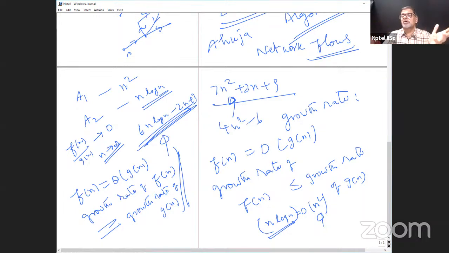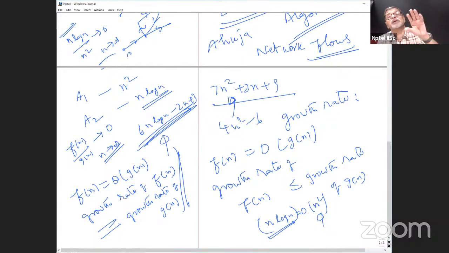So if you consider n log n by n square, this goes to 0 as n goes to infinity. Very simple calculus or any mechanism you can use. That means n log n has a smaller growth rate. N square has a higher growth rate. So between n log n and n square, I would prefer n log n. This kind of conclusion I am able to get by comparing complexity functions.